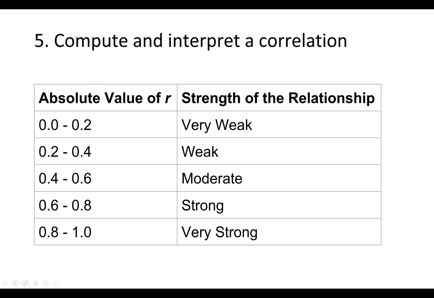You can use this table as a guideline for interpreting the strength of a correlation. In the first column, we have the absolute value of r. This means that we're just looking at the number and not the positive or negative sign. The number in the correlation gives us information about the strength of the relationship.